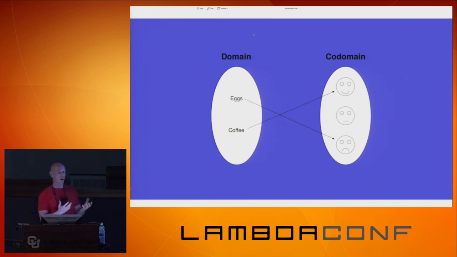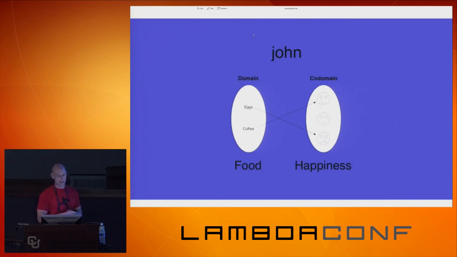And in programming languages, we like to name all these things just so we can talk about them, and we do that in math too. In this particular case, I've named this function John because it's a model of my dietary preferences. I've named the domain food, and I've named the codomain happiness. And the function John maps from an element in food to an element in happiness. So in the case of eggs, it maps it to unhappy because I absolutely hate eggs. I can detect them in mayonnaise. I will not eat eggs under any circumstances. And coffee, I love coffee, so it maps that to a happy face.